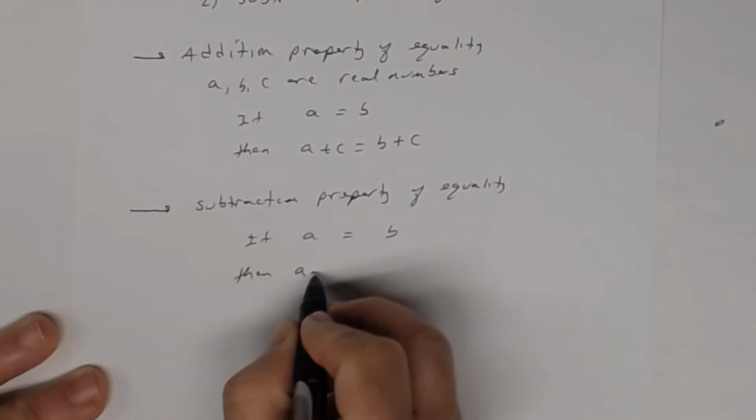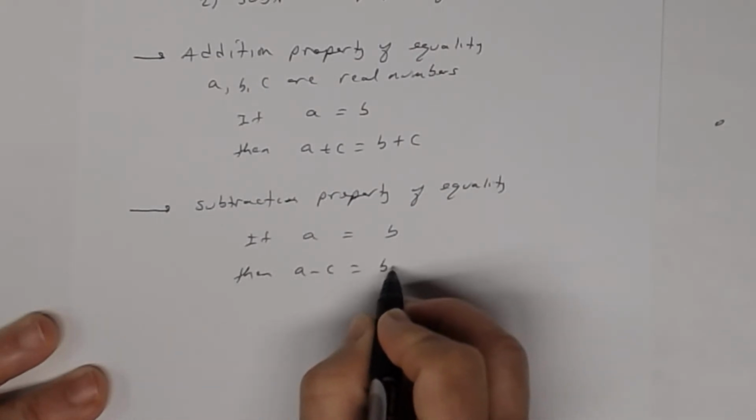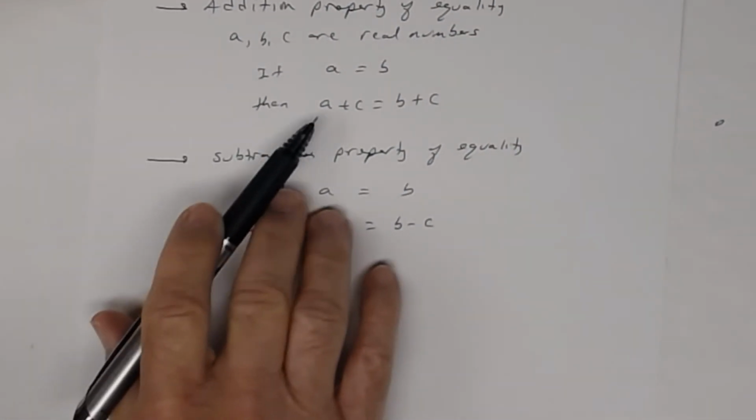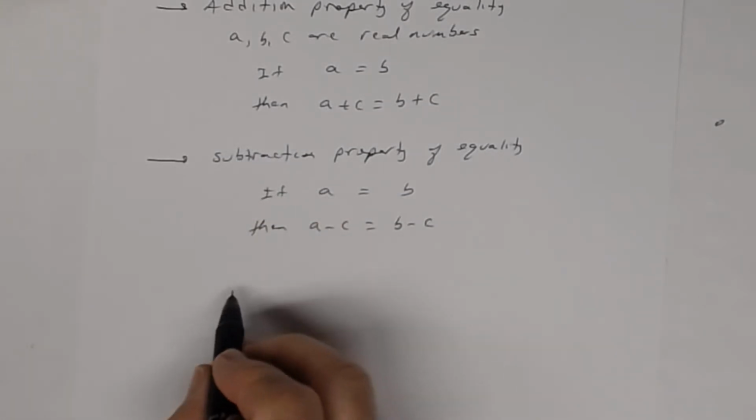So if I say A minus C, then I have to say B minus C. Okay? All right, so that's the addition property of equality and the subtraction property of equality. Now, how do we use these in terms of equations? Now, before I do that, let me just make sure you understand this makes sense.